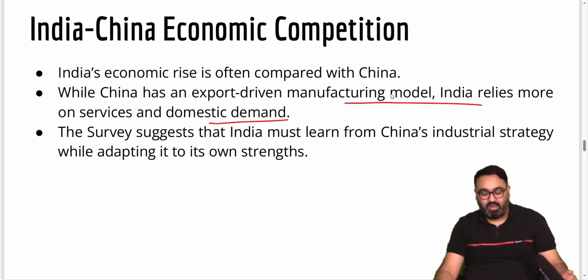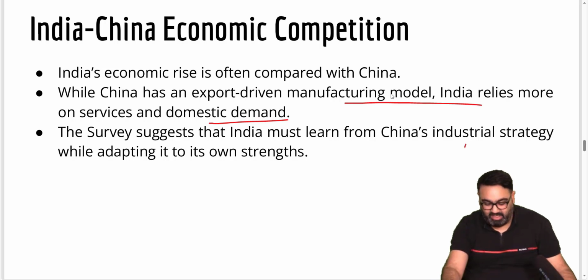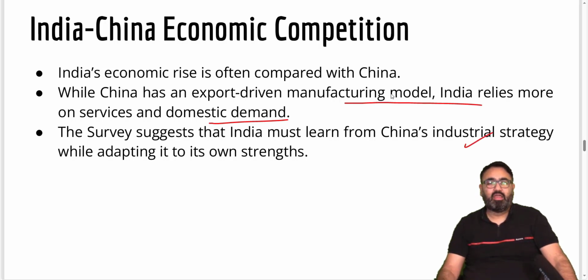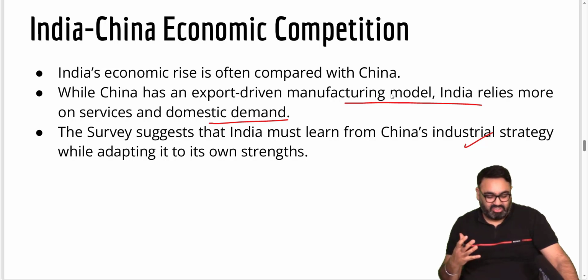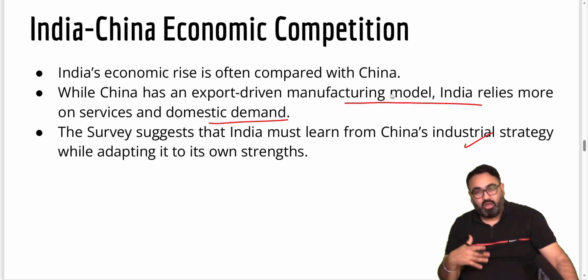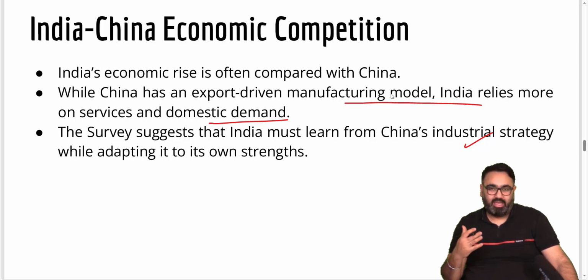But India can learn from China's industrial strategy. So the economic survey in a way has appreciated the Chinese model, their industrial strategy especially, and it says that India can also learn from that while adapting it to our own strengths.